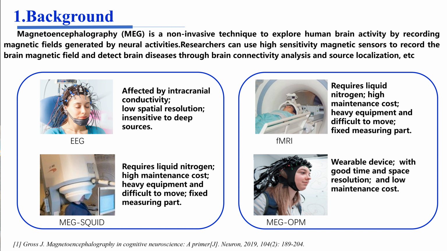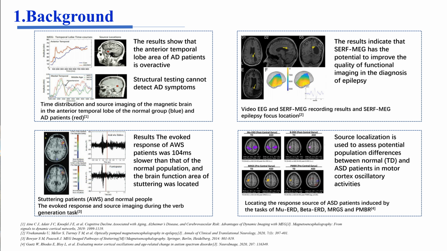Let me begin by giving you some background information about this work. In the past, some common structural brain diseases could be detected by MRI and CT. However, some neurodegenerative diseases have no difference in brain structure from normal people. MEG is a non-invasive technique to explore human brain activity by recording the magnetic field generated by neural activities. And now, SERF magnetometers have played a certain role in the monitoring of brain function signals, such as early diagnosis of AD, ADHD, epilepsy, and etc.